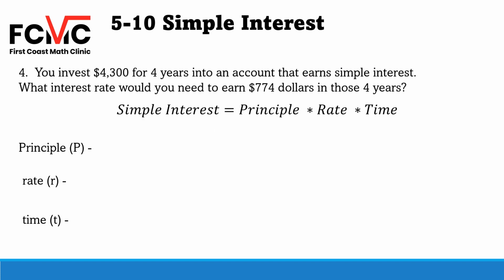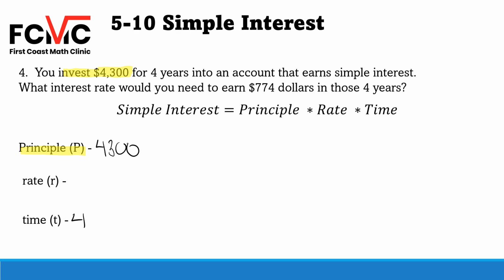All right, and number 4, you invest $4,300 for 4 years into an account that earns simple interest. What interest rate would you need to earn $774 in those 4 years? So let's look at the information we have. Right, we've got this $4,300. So that's the amount we're investing. That's our principal. 4,300 and 4 years. So that's our time.